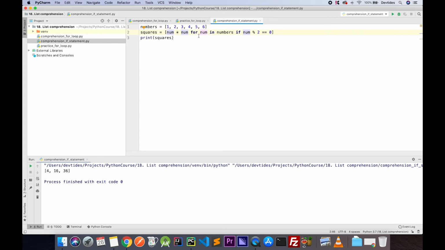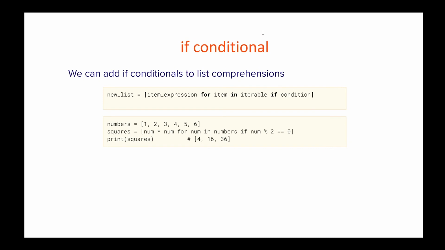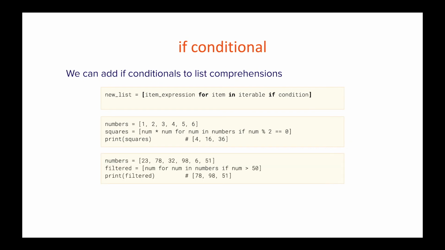The others weren't. So basically, putting an if here is kind of like putting a filter. We only use the elements which fulfill this condition, and the others are simply ignored. Okay, so that is the if conditional. Here is another example.